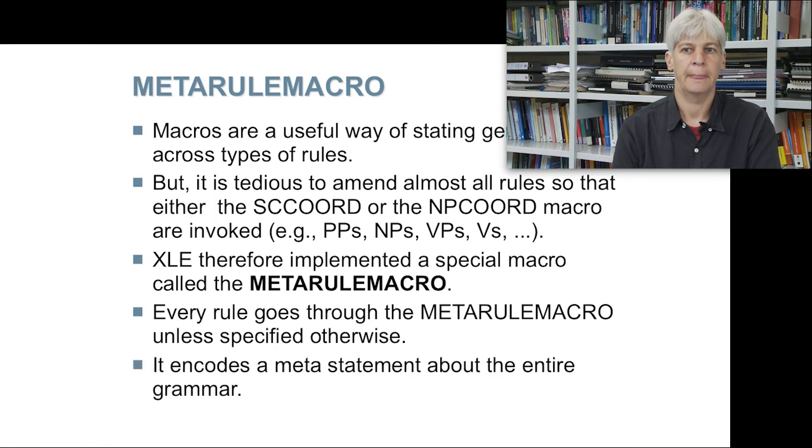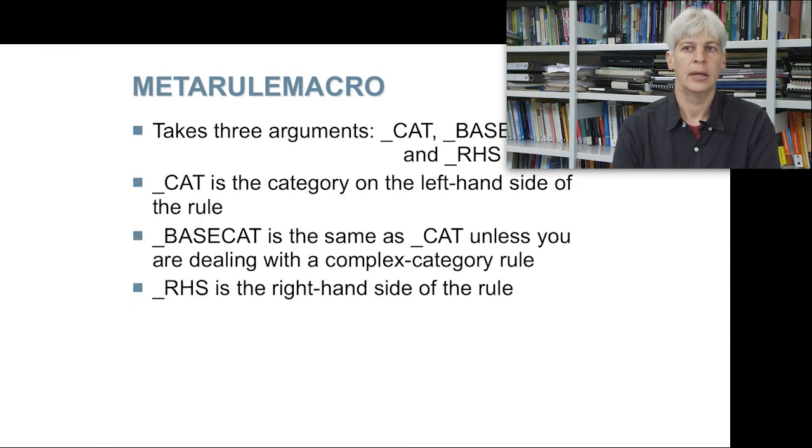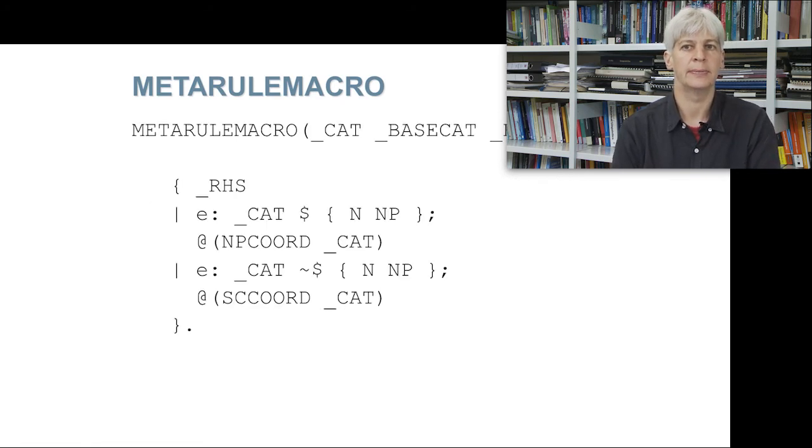Cat, hang on, let me go through this. Okay, cat, base cat and RHS. Cat is the category in the left-hand side of the rule. Base cat is the same as category unless you are dealing with complex categories or different types of categories. Okay, and right-hand side is the right-hand side of the rule. These things all have underscores. This makes them instantiated variables, which means that they can only have one value. You can read about instantiated variables in the XLE documentation.